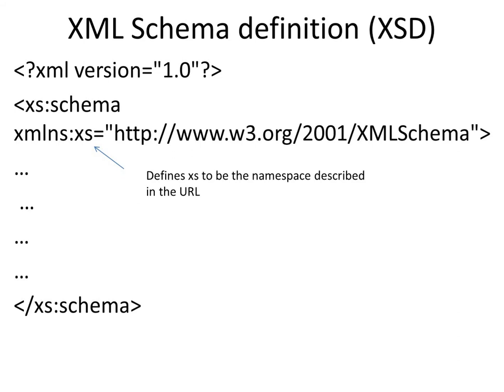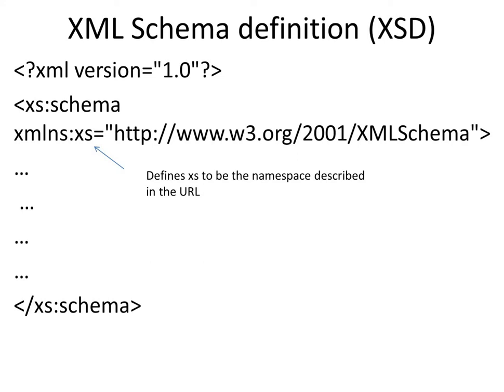Now let us see the XML schema definition file. This file is stored with the extension .xsd. The first statement is XML, which denotes the XML version. On the second line, you have to include the schema tag. As I said, XML schema supports namespaces. So that's why you have to define the namespace.